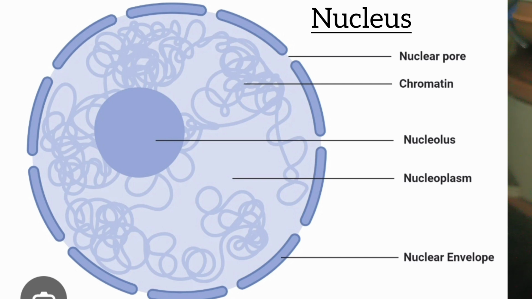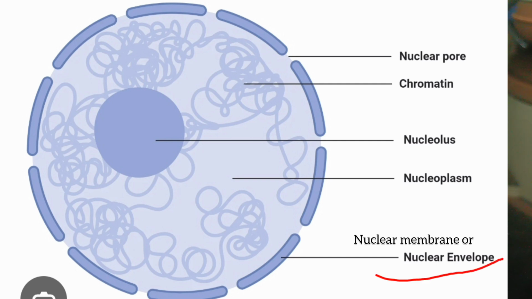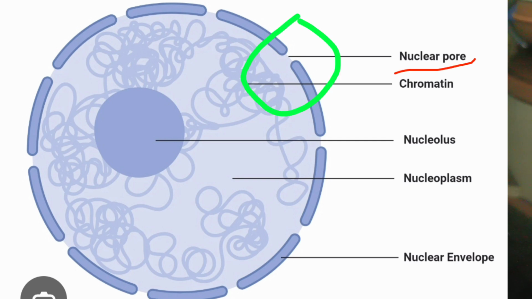each cell. That is, the dark colored round or oval structure seen at the center of each cell is called a nucleus. It is surrounded by a double layered covering called the nuclear membrane. The outer covering of the nucleus is called a nuclear membrane, and it consists of two layers. The nuclear membrane has small openings or pores, called nuclear pores, and these nuclear pores allow the exchange of materials between the nucleus and cytoplasm.